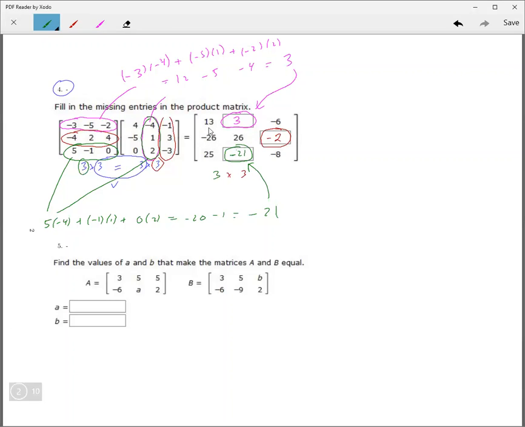Okay, so for example, this 13 was the first row in the first column. -3 times 4, that's -12. -5 times -5 is 25. So -12 plus 25 is 13. And then the last one is -2 times 0. So it's just going to be 13. That's how all the entries are obtained here.